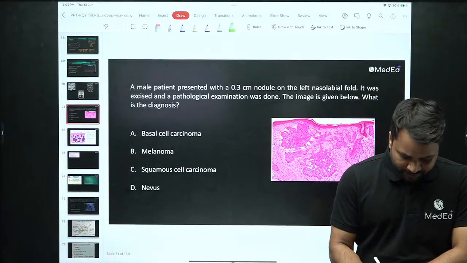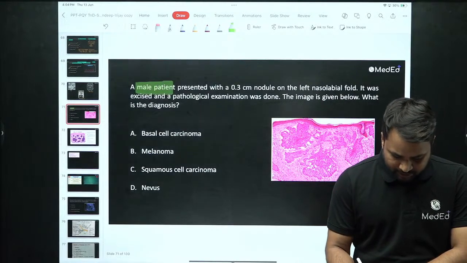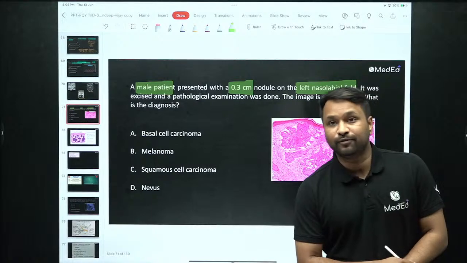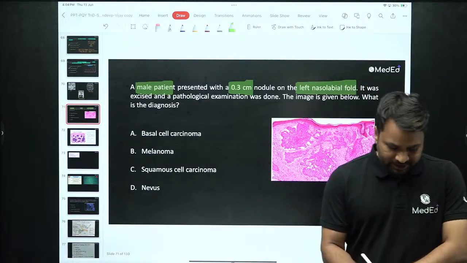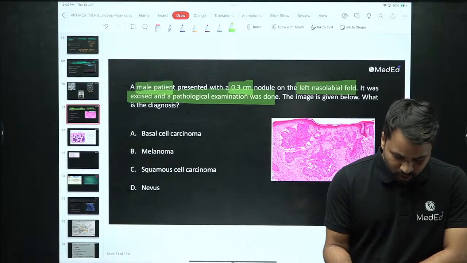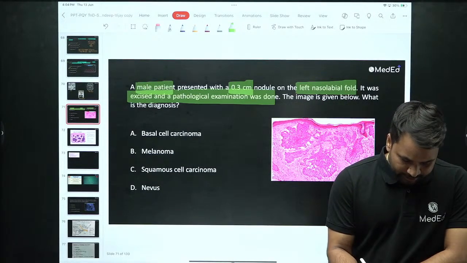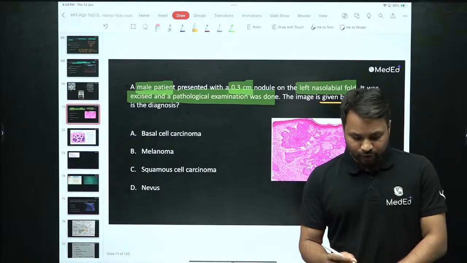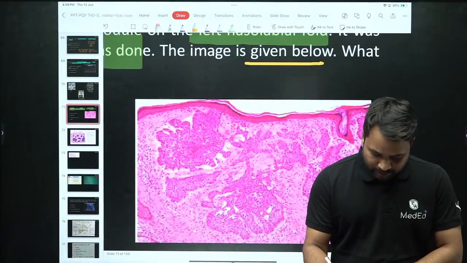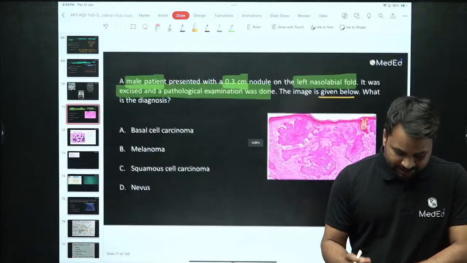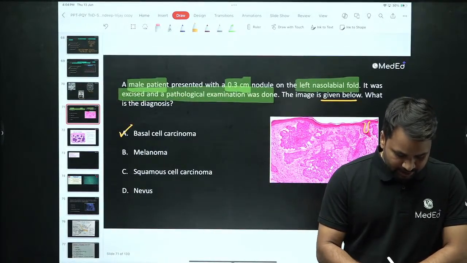Here we have a male patient who presented with a 0.3 centimeter nodule on the left nasolabial fold. It was excised and the pathological examination was done. The image is given below. So what do you think the image looks like? Now, if you look at the squamous epithelium and then it is going and digging deep into it, this is the characteristic of basal cell carcinoma, right?